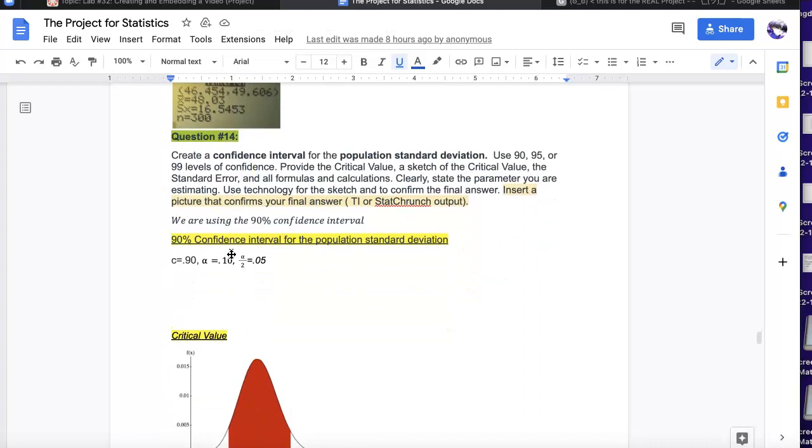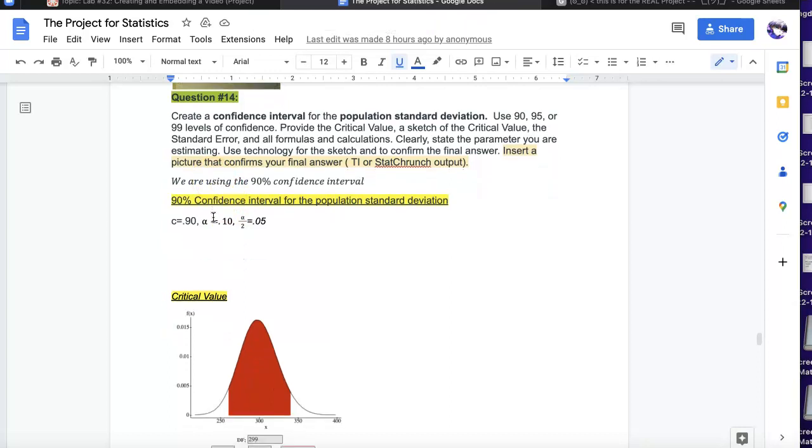Now on to question 14. We're going to be creating a confidence interval for the population standard deviation using 90, 95, or 99 levels of confidence.